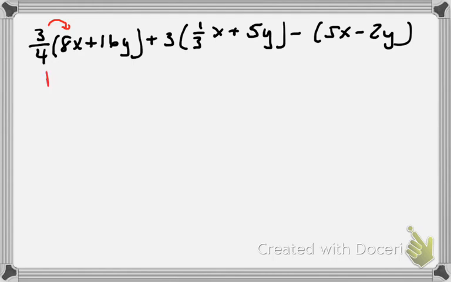I know I could take this 4, and since this line here means divide, I can divide 4 into 8, which gives me 2. And 2 times 3 is 6. So my first number is going to be 6x.